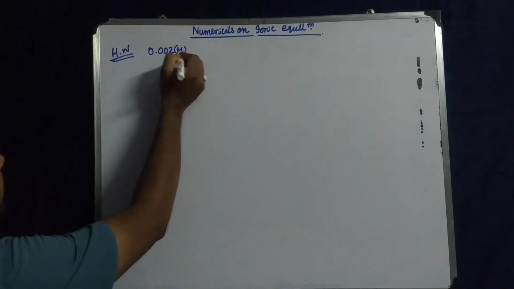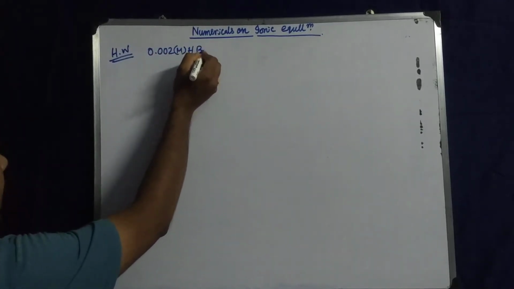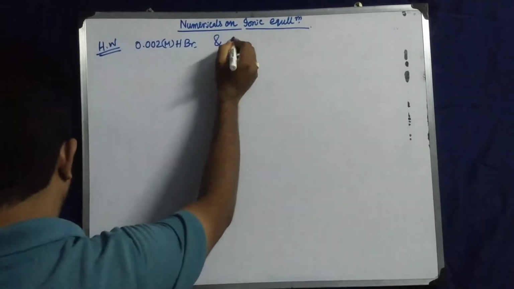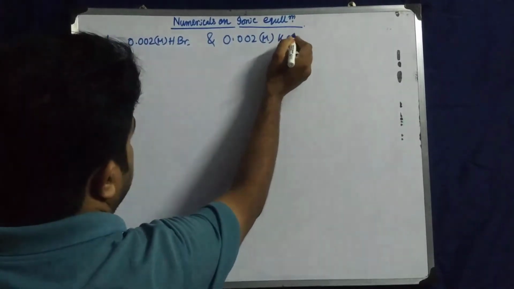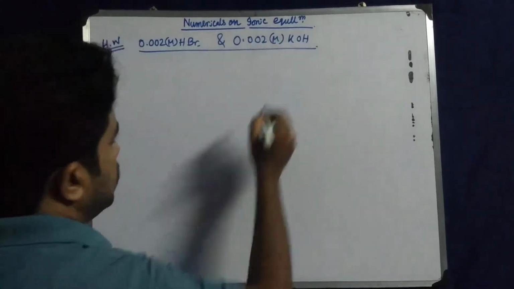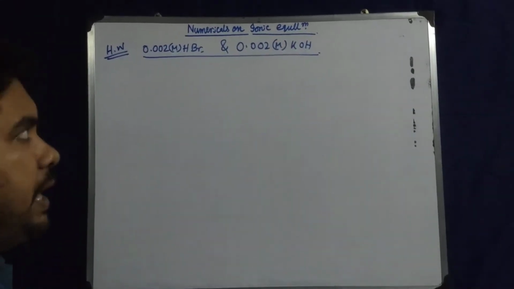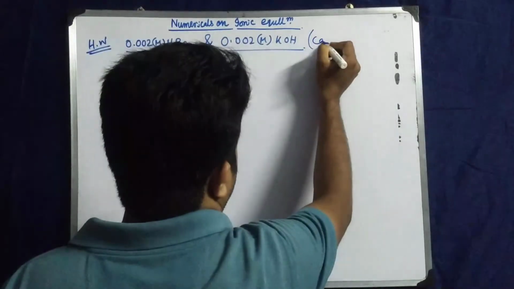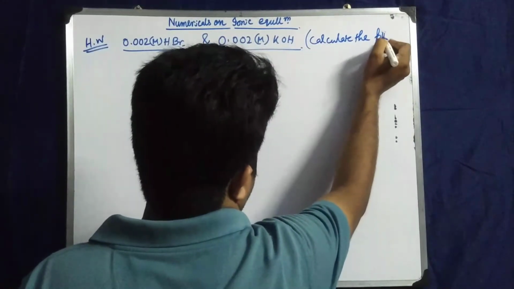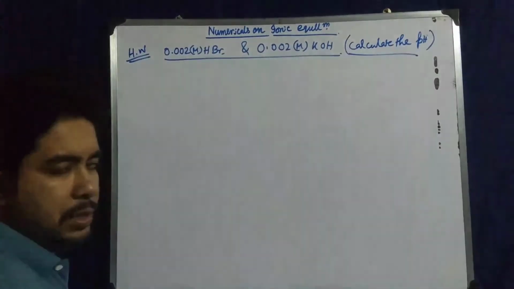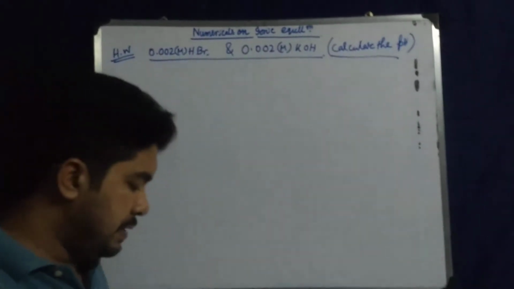The homework is based on this question: 0.002 molar HBr and 0.002 molar KOH. Easy ones I have given, no? These two, just do it at your home. Calculate the pH. Remember what to do when, as I have done in the previous examples.